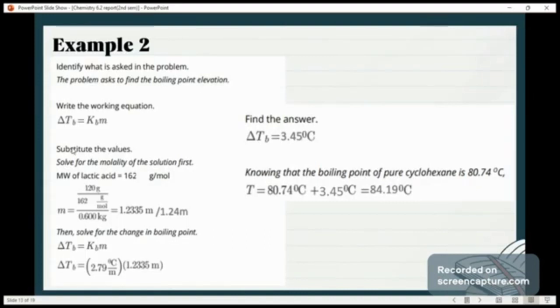Here is how to get the molality of the solution. We substitute the given values: 120 grams and 162 grams per mole here, and of course here 0.600, or we can have it as 0.6. How can we come up with that 0.600 kilograms?